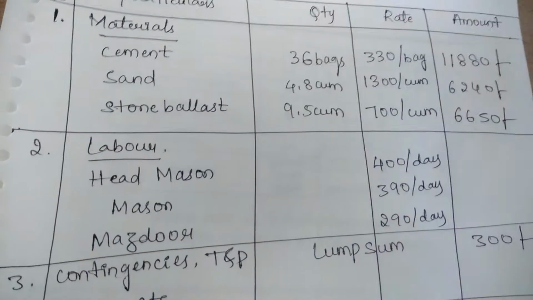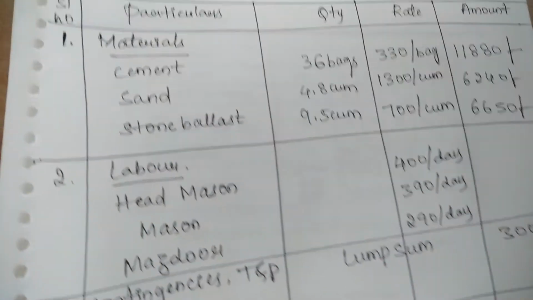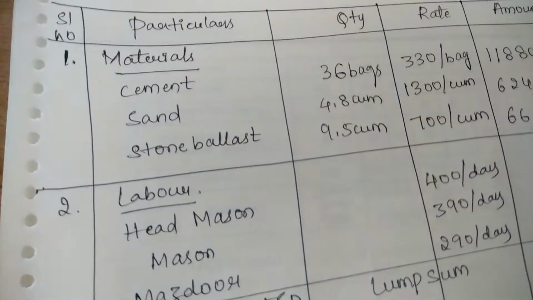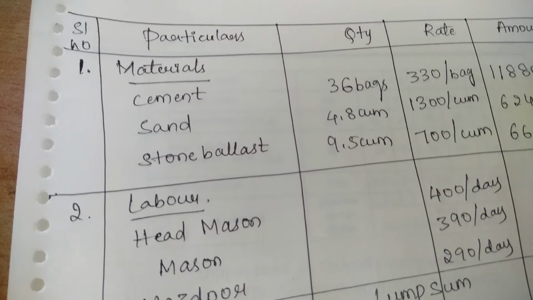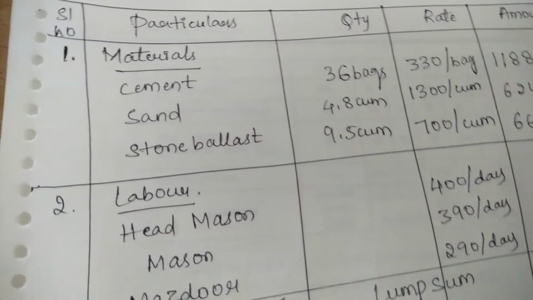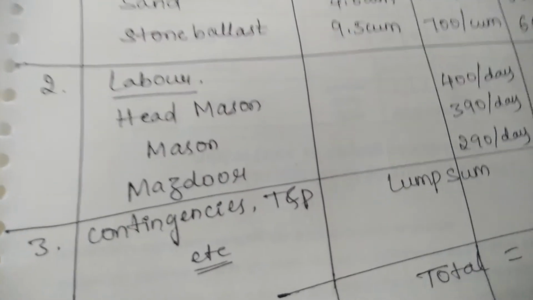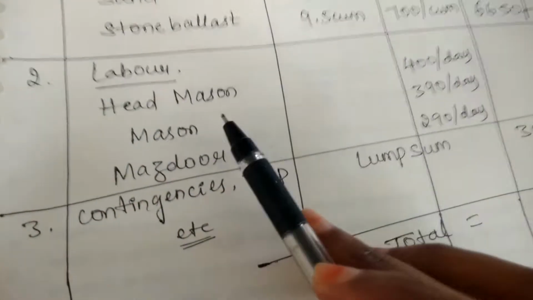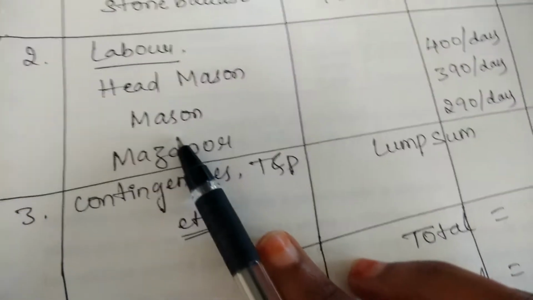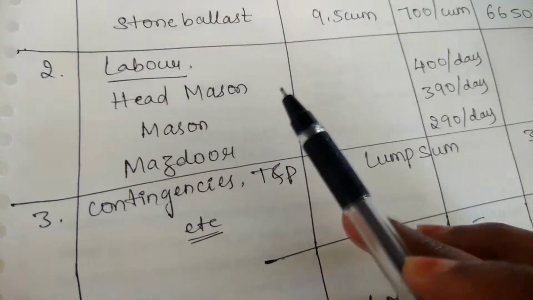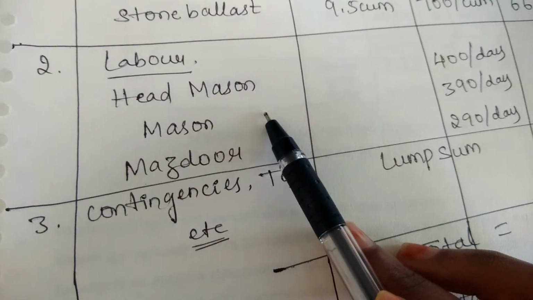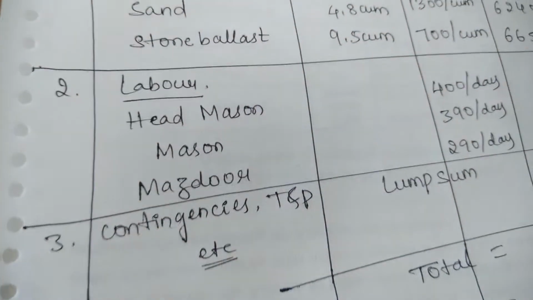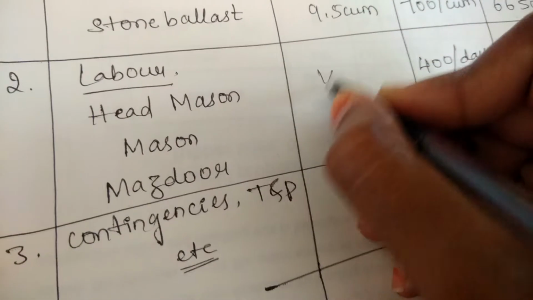Now, the next thing is labor calculation. How many laborers are required to build a cement concrete bedding of ratio 1:4:8 for the foundation? Here, three types of labor are required. The first type is the head mason, and then the mason, and then the mazdoor. For cement concrete bedding of any ratio, the head mason should be 1/4 number.